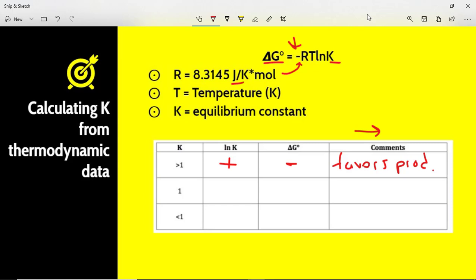If K is 1, well, then the natural log of that is 0. So delta G is 0. So we must be at equilibrium. And if K is less than the value of 1, then ln of K is negative, which makes delta G positive. And we know if delta G is positive, it's non-spontaneous, which actually means that it favors our reactants.